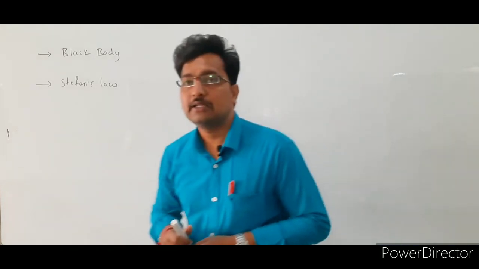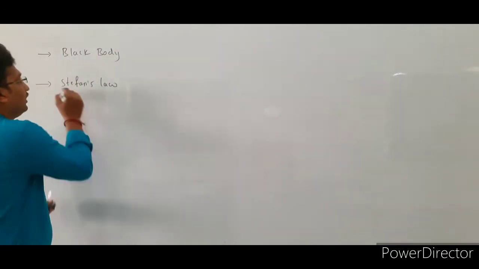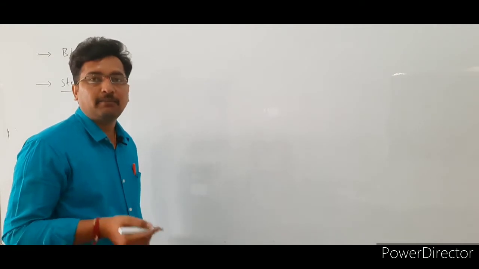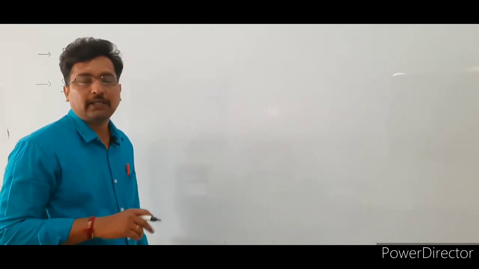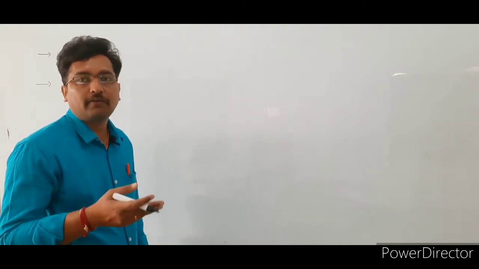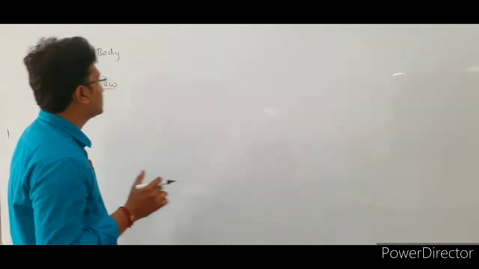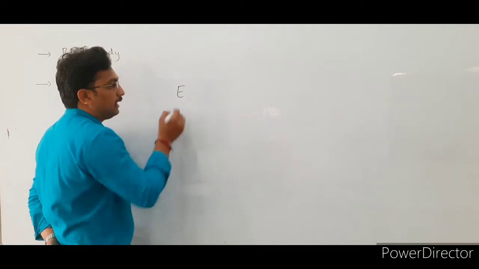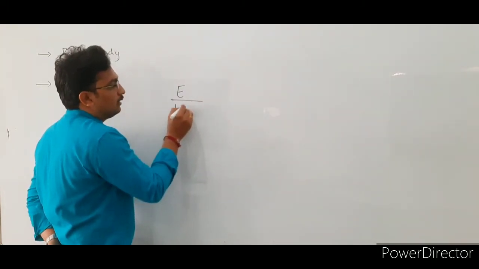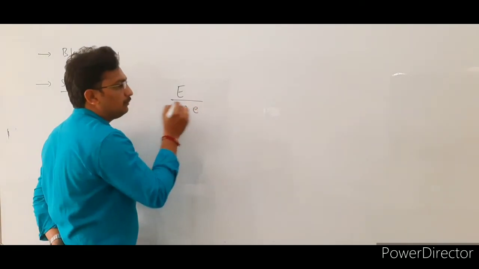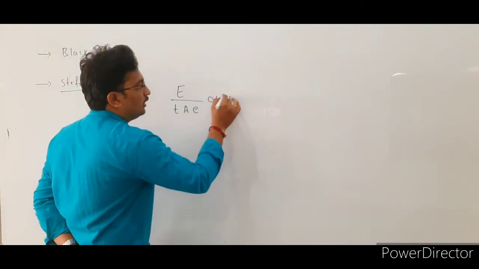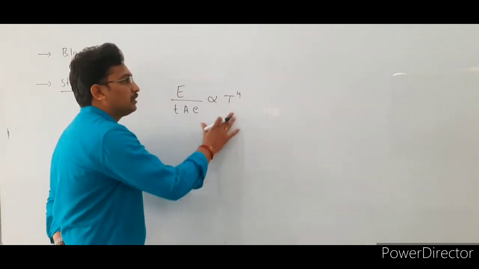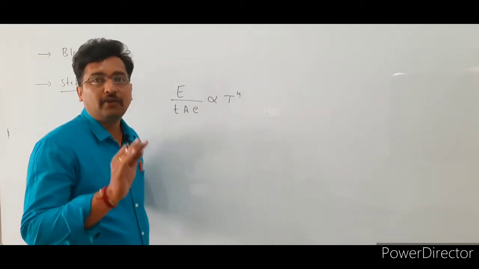The next one is Stefan's law. Stefan's law is very important. See here, the amount of heat energy radiated per second per unit area of a perfect black body is directly proportional to the fourth power of its absolute temperature. This is the statement of Stefan's law.